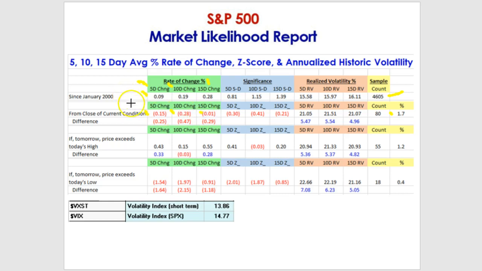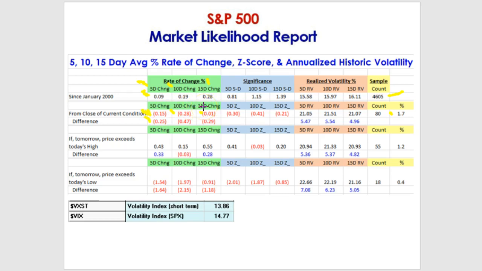Very interesting. How significant are these changes going to the downside? Okay, so in the 5-day one, instead of going up an average of 0.09 like the baseline, of these 80, it goes down 0.15. That's a difference of 0.25%, on average.